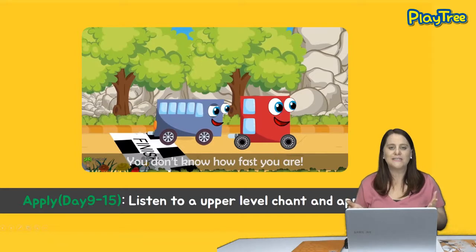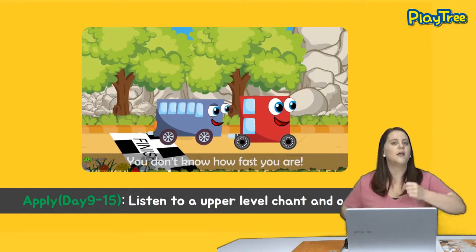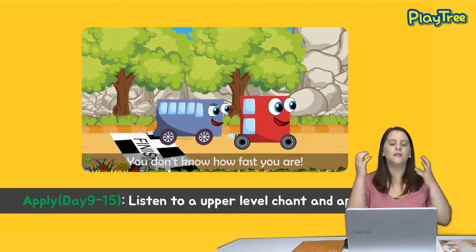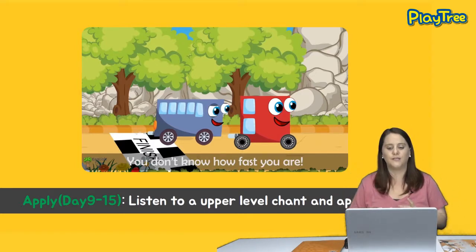So as you can see in this chant, there are shapes, but there's also a lot of extra words such as hurry, hurry, go, go, faster, faster. And I kind of demonstrated as the chant was playing, using my body, which is something you definitely need to do with these upper level chants. There needs to be action, there needs to be hand movements, and the kids should really be up and active during this time.